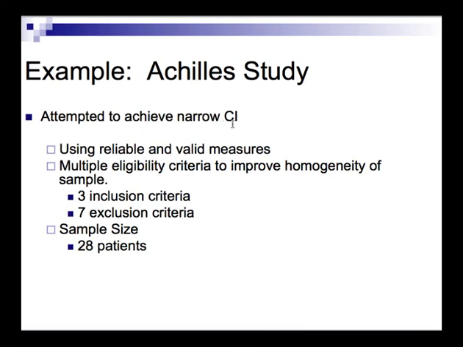The strategy to achieve a narrow confidence interval was that they used reliable and valid measures. Both the VISA-A and pain scores are well established. They had a lot of eligibility criteria, so they were trying to drive up homogeneity by controlling the sample, like 3 inclusion, 7 exclusion criteria. But that came at a cost: it made it more difficult for them to recruit, and then their sample size suffers. So that was a negative. They tried to control it by using good measures and achieving homogeneity on the inclusion-exclusion criteria, but they didn't achieve an adequate sample size, and that hurt them a little bit.